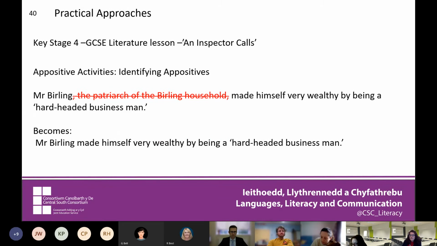Step one would be to give pupils examples of sentences which have appositives and ask them to identify them. This can be done verbally first, and it may be helpful to explain how an appositive can be removed without leaving the sentence incomplete. Another tip would be to explain to learners how an appositive defines or describes a person or place or thing. So obviously here, Mr. Birling is being described by this parenthetical expression, or this appositive, depending on what you call it.